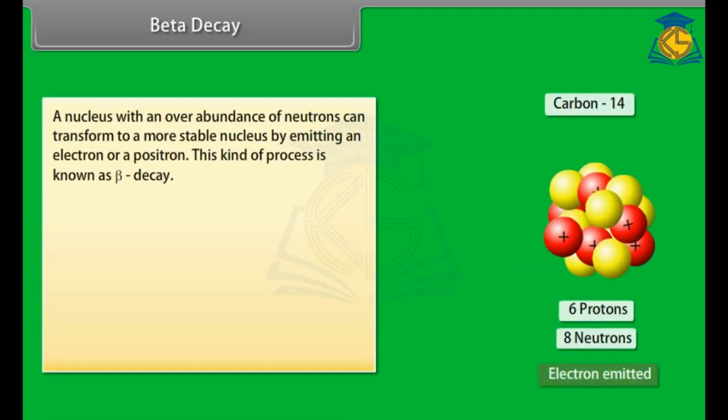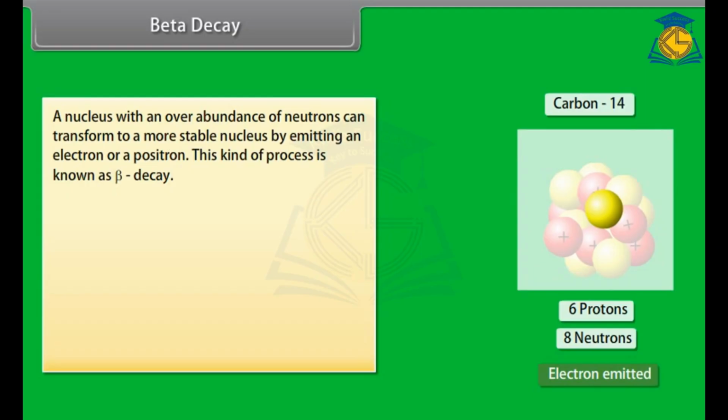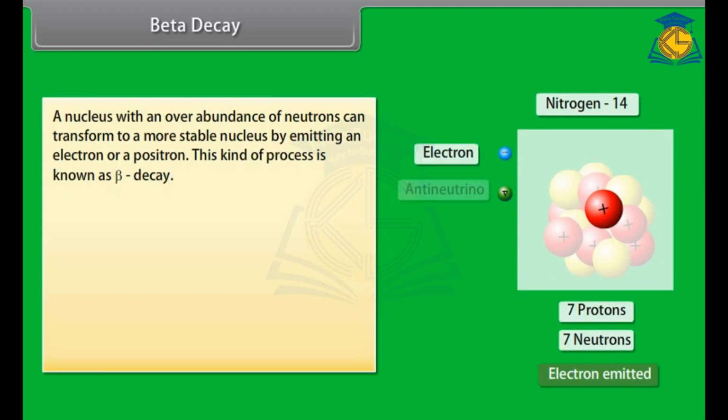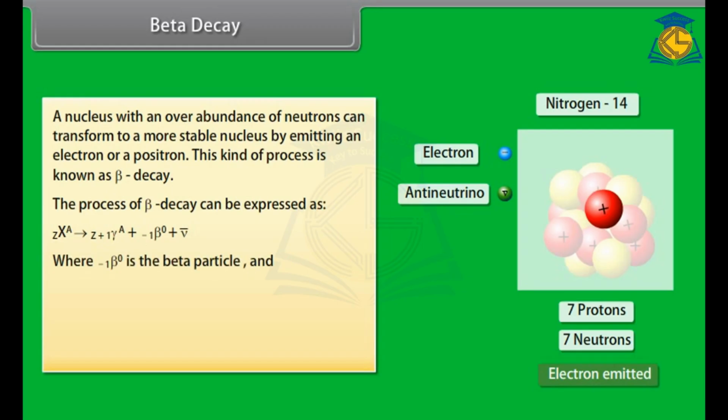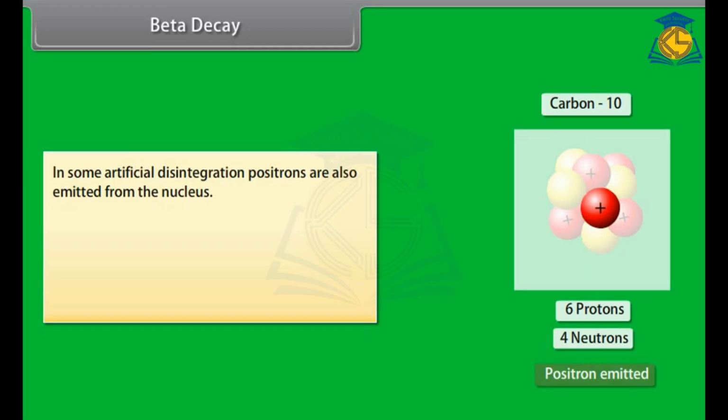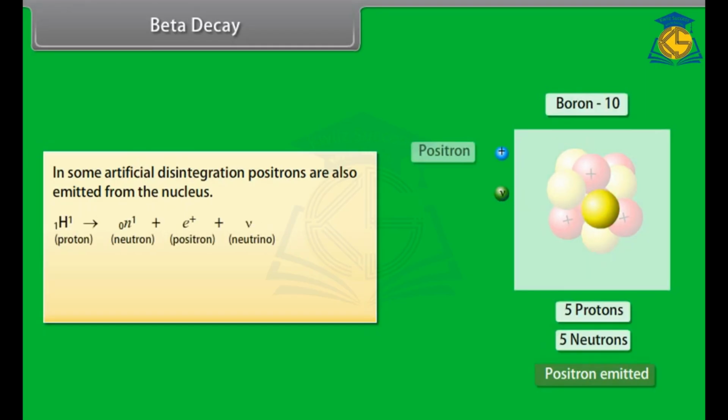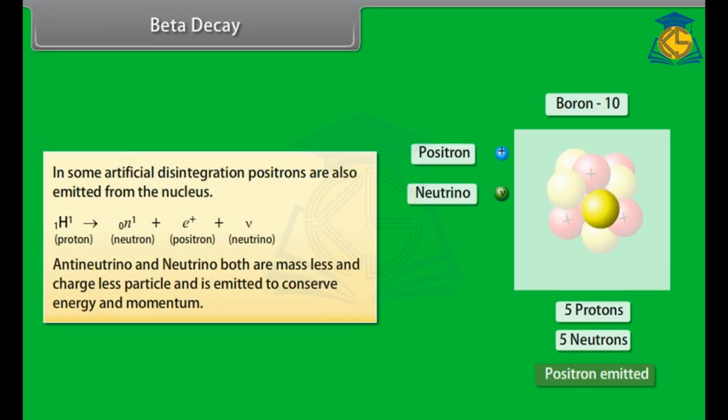Beta decay. A nucleus with an overabundance of neutrons can transform to a more stable nucleus by emitting an electron or a positron. This kind of process is known as beta decay. This process of beta decay can be expressed as, where beta is the beta particle and the other is the antineutrino. For example, in some artificial disintegration, positrons are also emitted from the nucleus. Antineutrino and neutrino both are massless and chargeless particles and are emitted to conserve energy and momentum.